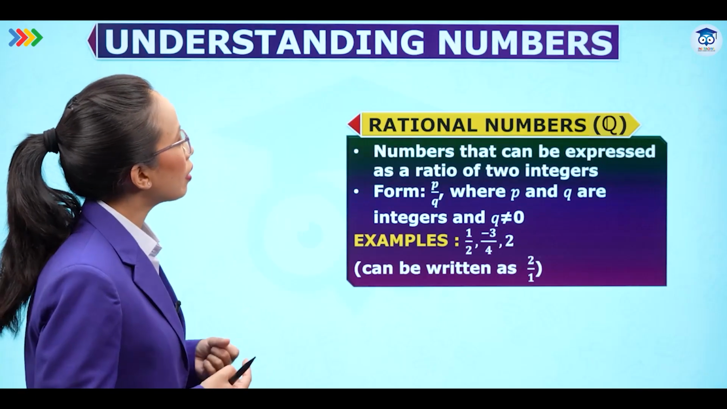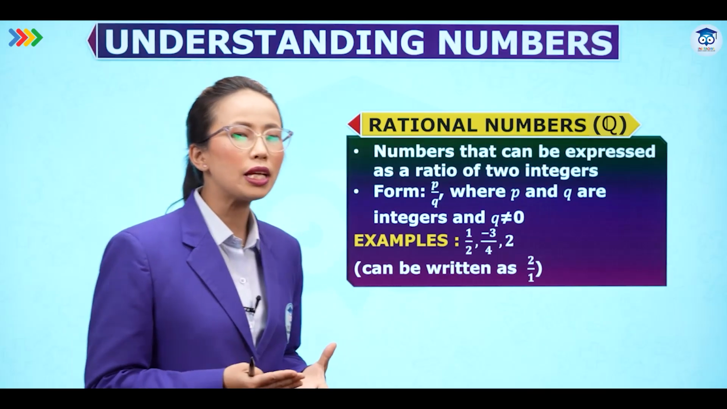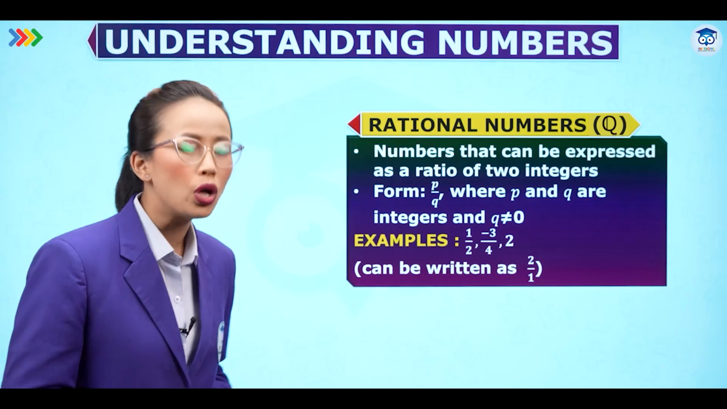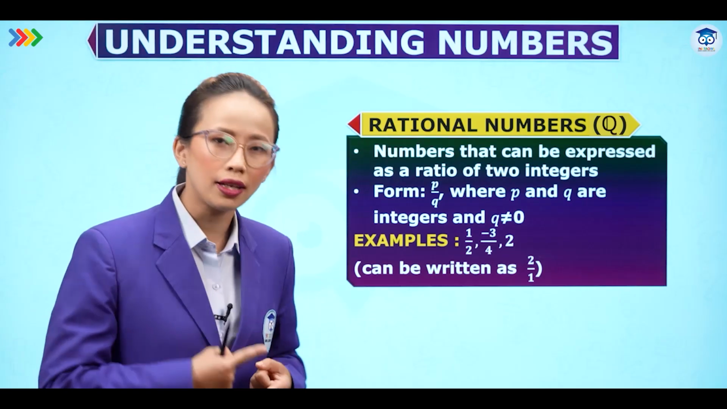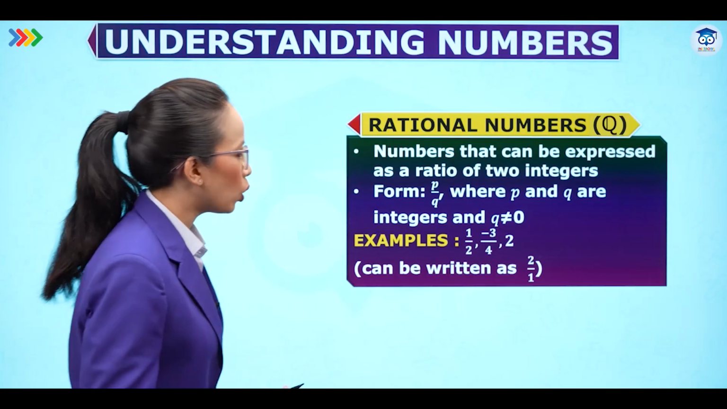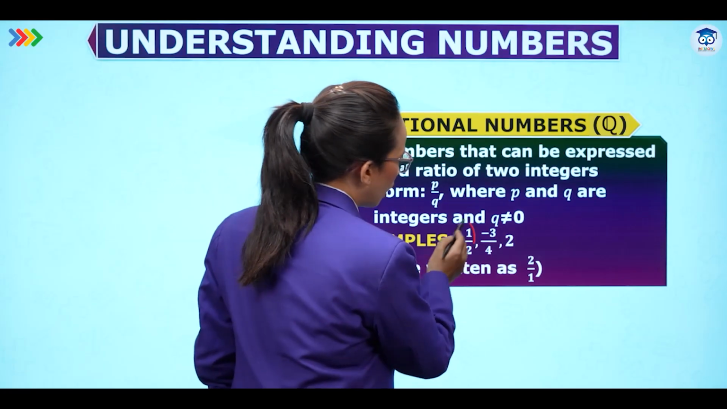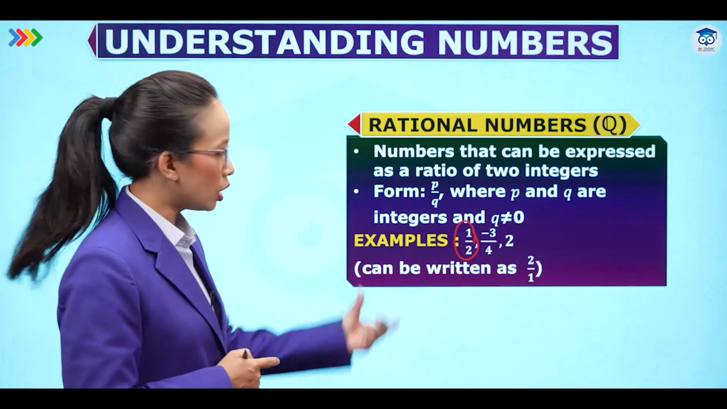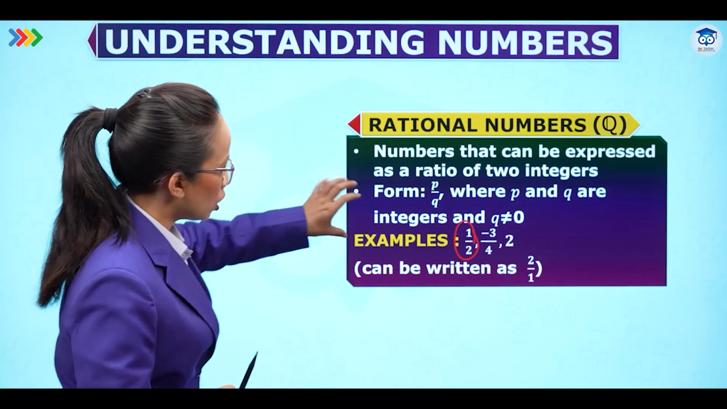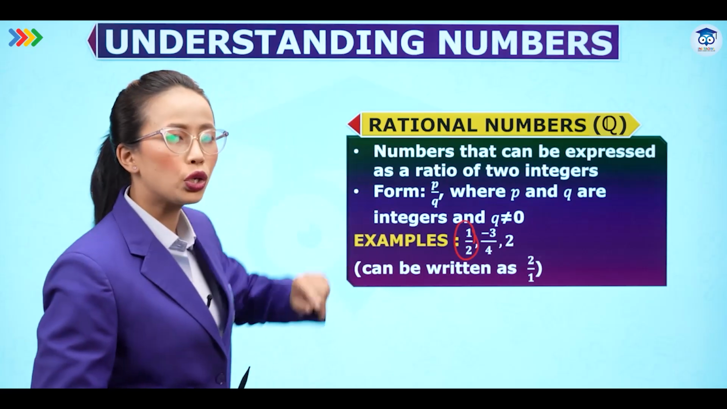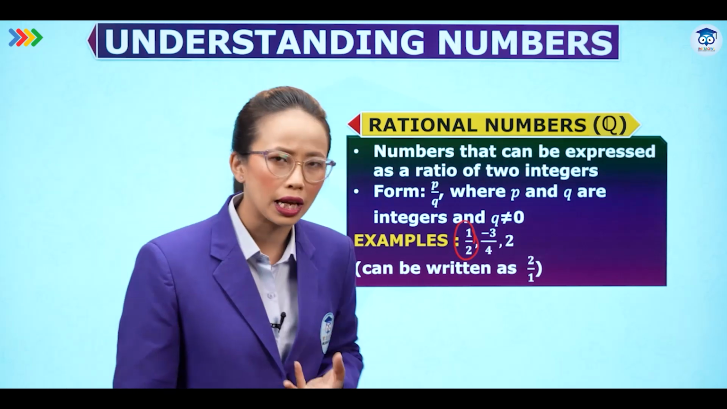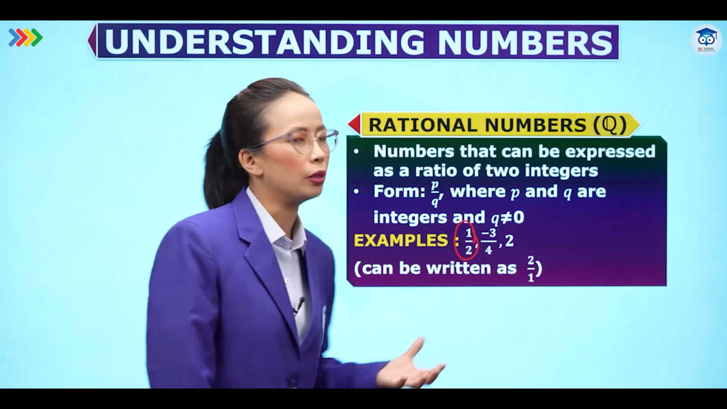Next, we have the rational number set. Rational numbers are the numbers which can be expressed in the form of p by q, where p and q are both integers but q cannot be 0. The denominator cannot be 0. Now here we have 1 upon 2. 1 is the numerator, which is p, and 2 is q, right? So it is in the form of p by q. Same for 2: you can express it as 2 upon 1. Therefore it's a rational number.